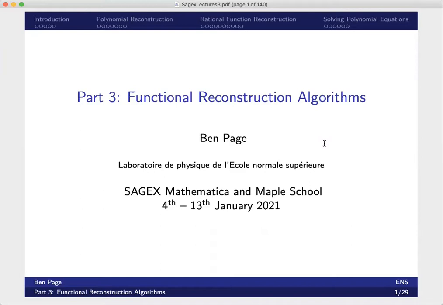Welcome to our third and final lecture on the topic of finite field methods and large Ansätze. Today, we're going to be talking about functional reconstruction algorithms. And this is the technology that's going to allow us to put the large into our Ansätze.